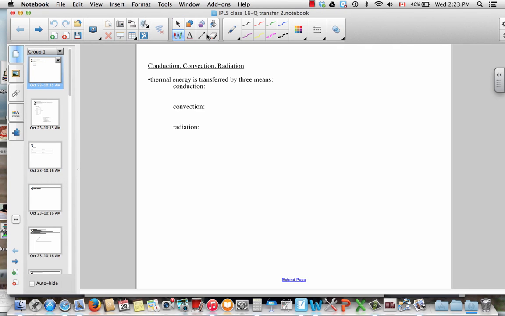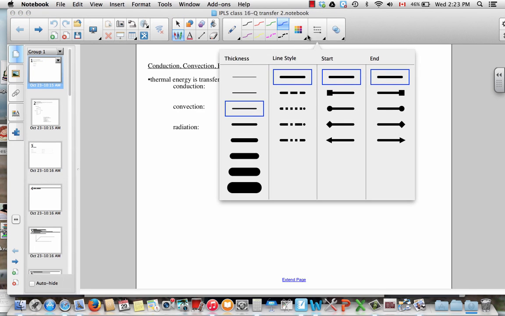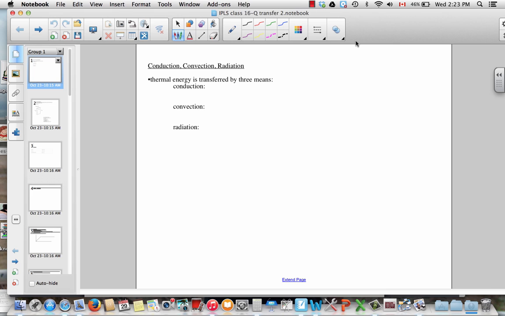So last class we discussed thermal energy, and we said that when a hot and cold object were brought in contact with each other, thermal energy would be transferred from the hotter one to the colder one. Well, what are the physical mechanisms by which this thermal energy is transferred? It turns out there's three. There is conduction, which is transfer by direct physical contact. You put them touching each other.